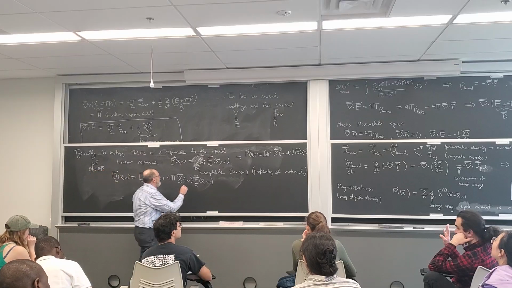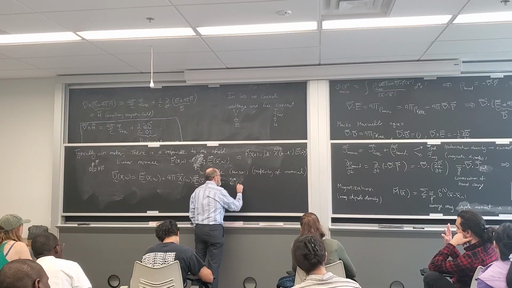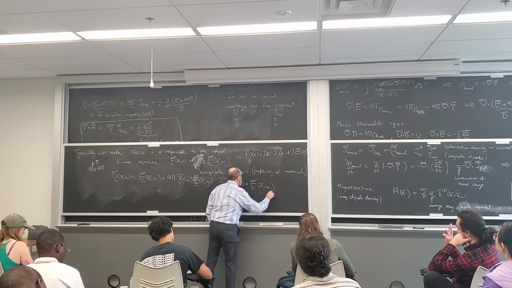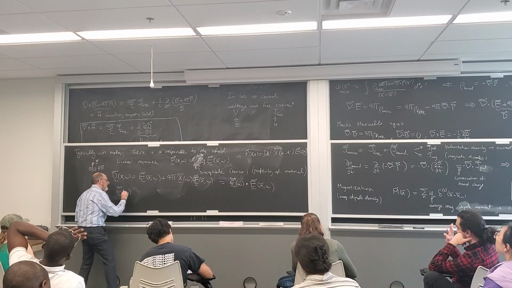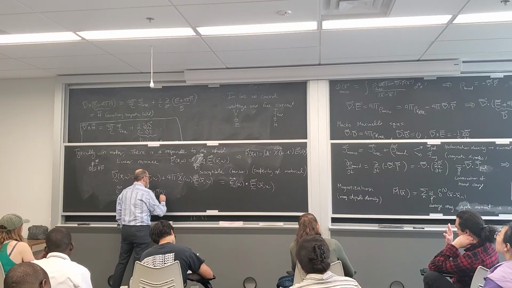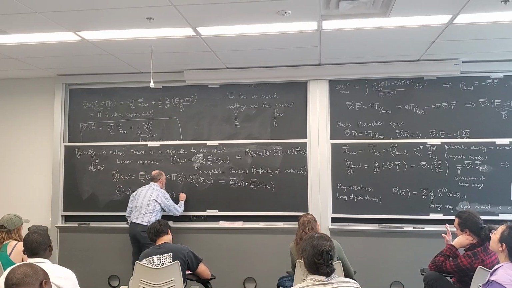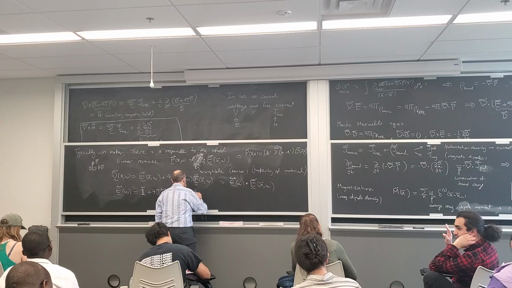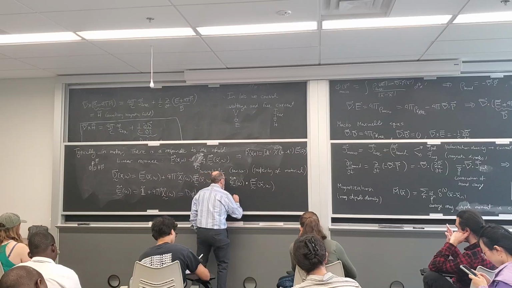So we can rewrite this as epsilon dotted into E, where epsilon is generally a tensor that depends on frequency, can be complex, and is the identity plus 4 pi chi. And this is known as the dielectric permeability.